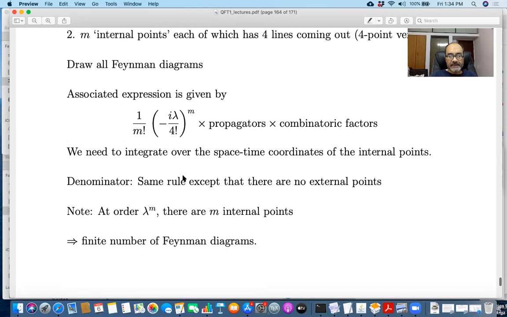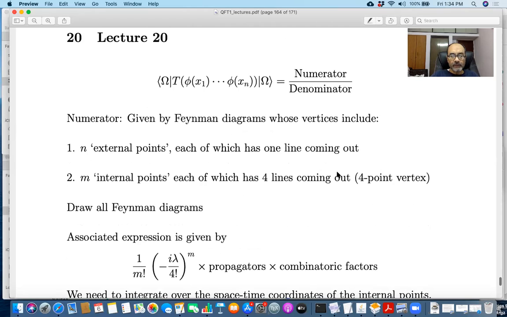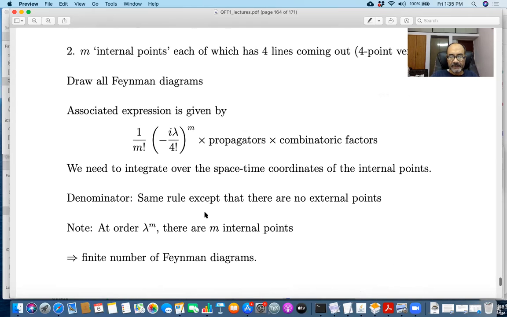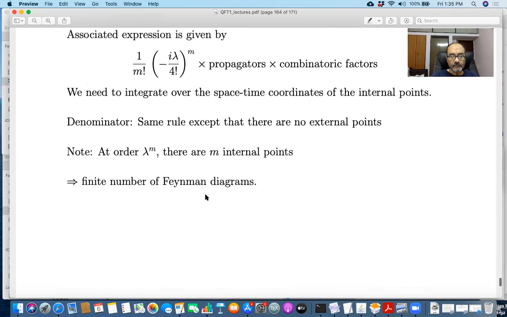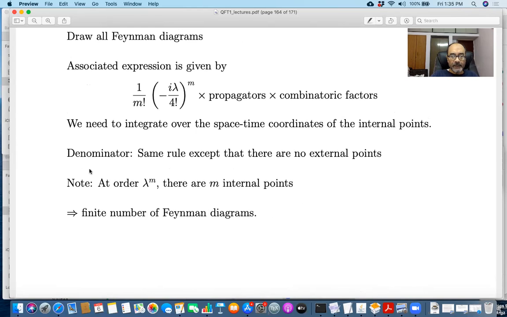And the rule for the denominator is the same, except that there are no external points. So the rule for the denominator is the same except that n is 0 here, so there are only internal points. So to order lambda to the m, we have to work with m internal points, and then again draw all possible Feynman diagrams and evaluate them exactly as for the numerator. And one point to note here is that if we are trying to calculate the result to order lambda to the m, then there are m internal points at most, because in both the numerator and the denominator you have to keep terms up to order lambda to the m.